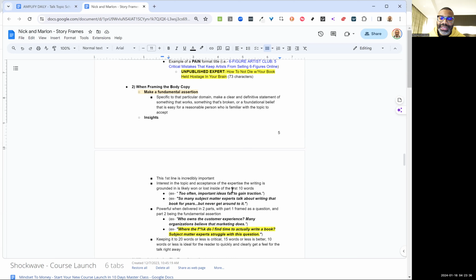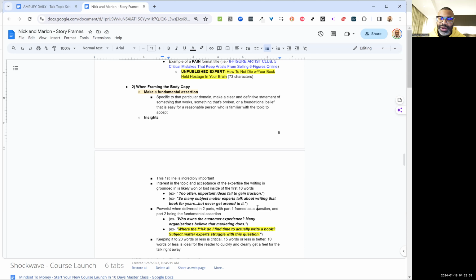Interest in the topic and acceptance of the expertise of the writing is grounded in and is likely won or lost inside the first 10 words. So it's really important. That fundamental assertion, we want to stop people right in their tracks. And a couple examples. Too often important ideas fail to gain traction. Another example.